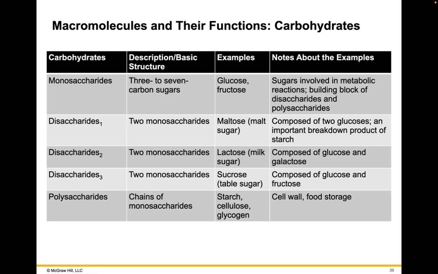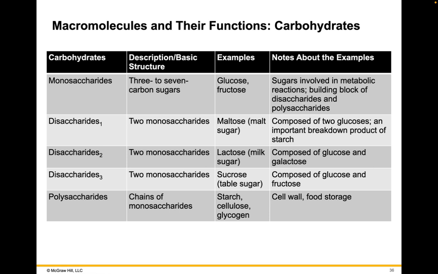Maltose is what you make when you break down starch, which is one of my favorite things to eat. I love a McDonald's French fry and all its goodness. And then sucrose is very common. It's what you put in your sweet tea or your Kool-Aid. It is your table sugar, and it's made of one glucose and fructose. Lactose is glucose and galactose, and then two glucoses together is maltose.